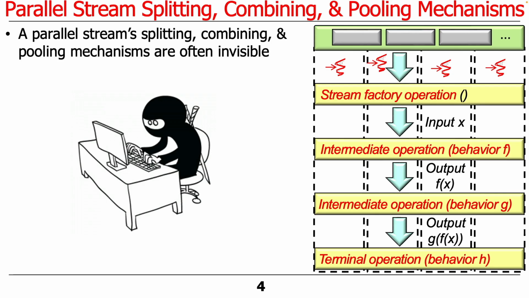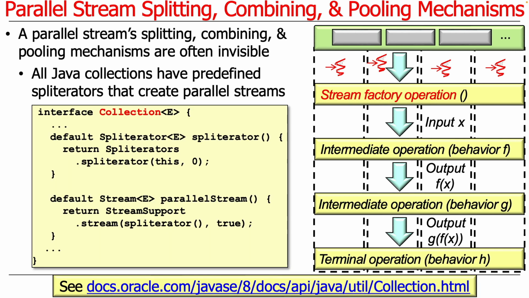So the splitting, combining, and pooling mechanisms are invisible unless you choose otherwise. So it's like ninjas. You can't see them unless they want to be known. And as it turns out, you can control the splitting phase by spliterators that are defined on the collection interface.